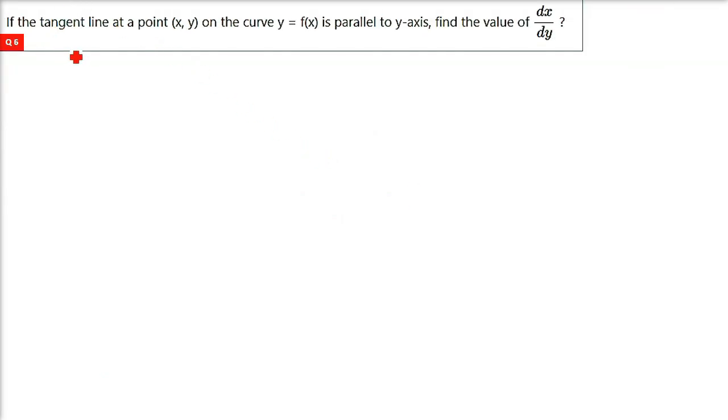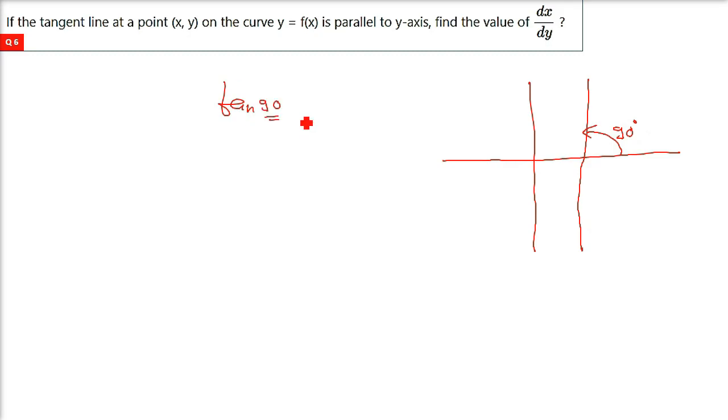If the tangent line at a point x, y on the curve y equals f(x) is parallel to y-axis, find the value of dy by dx. Now you have a Cartesian coordinate system. Tangent is parallel to x-axis. Not parallel to x-axis, sorry, y-axis. That is, what is the angle? Pi by 2. And you know tan 90 degree is what? Infinite. Tan 90 degree is infinite. So what do you think the answer is? It has to be infinite. A tangent line which is parallel to y-axis, the angle from the anti-clockwise direction of x-axis is 90 degree. Tan 90 degree is what? Infinite. So the answer should be infinite.